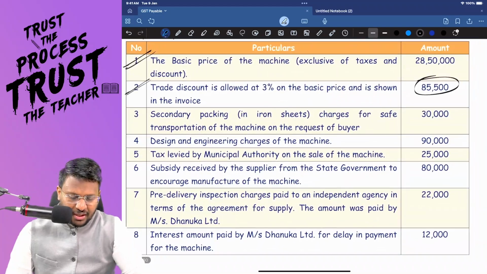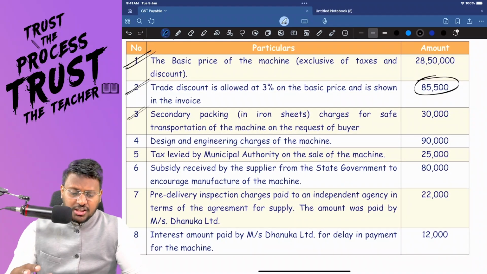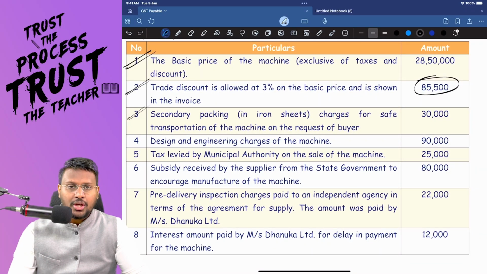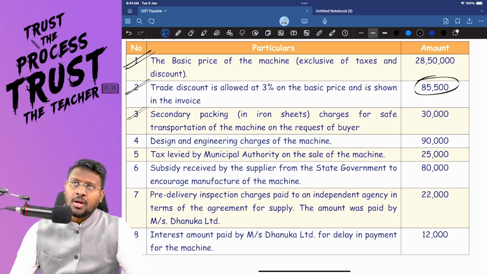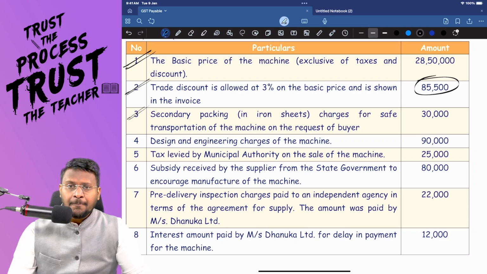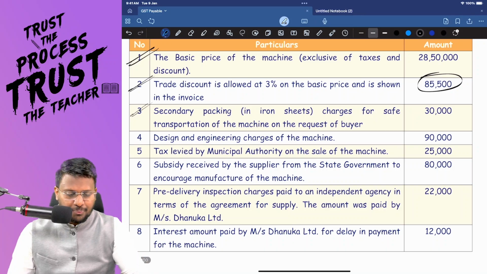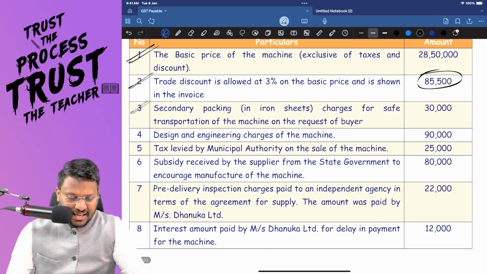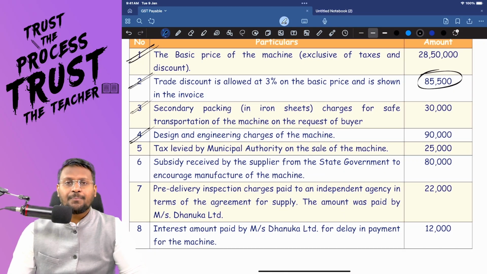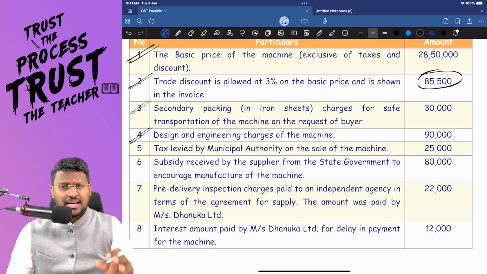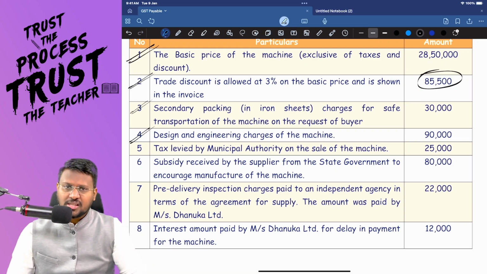Secondary packing in iron sheet is charged for safe transportation of the machine on the request of the buyer. As we all know, sir, this is an incidental expense. Incidental expenses should form part of the value of supply. So this 30,000 should be included in the value of supply. Design and engineering charges of the machine is again an incidental expense. It should form part of the value of supply.